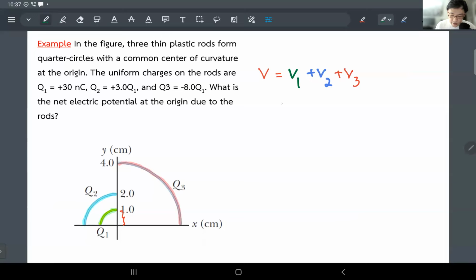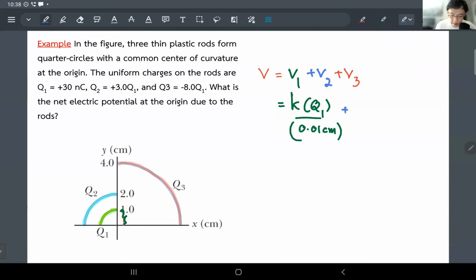And look at the first one first. For V1, the distance from all those charges on the first arc to the origin is just going to be the radius of that first arc. And we already did this problem before. It's going to be K, the total amount of charge in the arc, which is Q1, divided by 1 centimeter. Just to be clear here, 1 centimeter. Does that make sense? That's the contribution from the first arc.